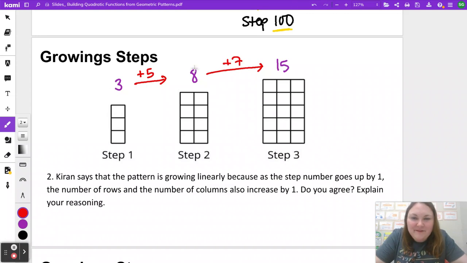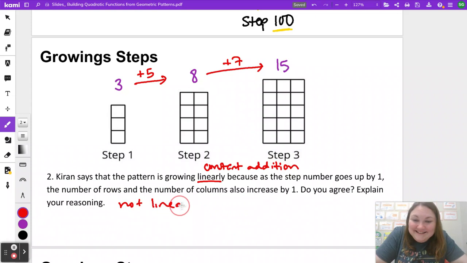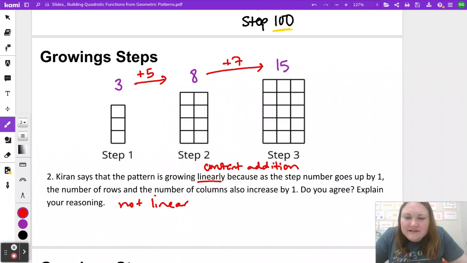Here, we went up 5 squares, but then we went up 7 squares. For it to be linear, we need that constant addition. I would need to see that we went up by 5 and then up by 5 again. But since I don't see that, it's not linear. I could say it's not linear because we're not adding the same amount of squares each time we go up a step number. So then let's start to figure out what type of pattern this is.